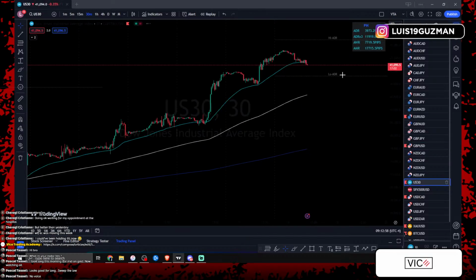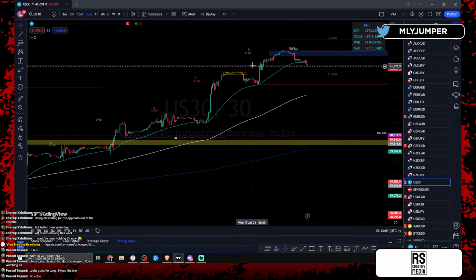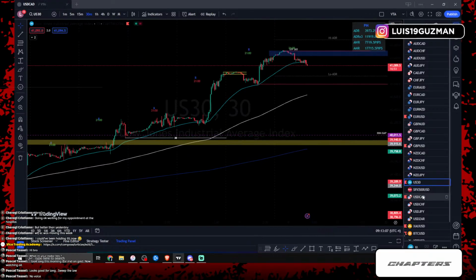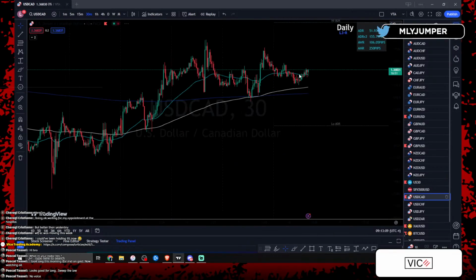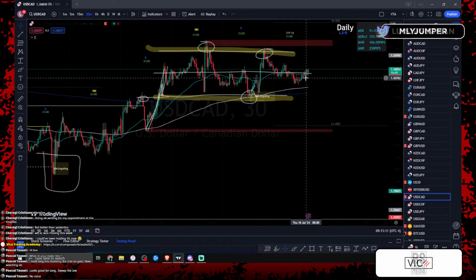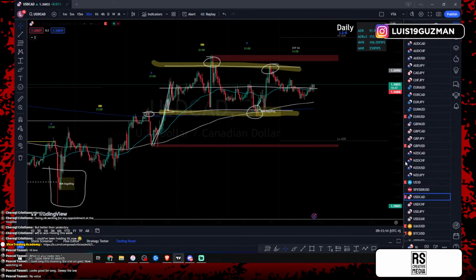US 30 very similar. We're still here in the middle of the zone where this could still be a higher low to continue to make higher highs. USD CAD is just in the middle of the zone of consolidation. So this one for sure for me today is not a trade I'll be taking. So I'm gonna just turn this one off at this point.